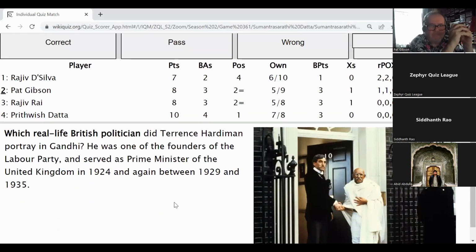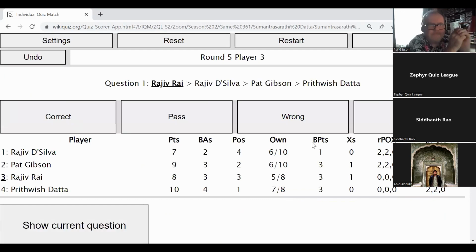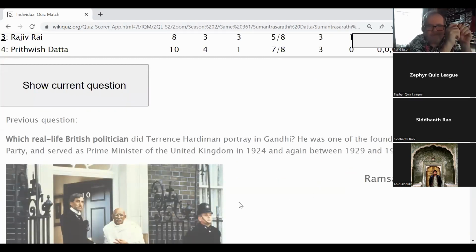That's the second. Which real life British politician did Terence Hardiman portray in Gandhi? He was one of the founders of the Labour Party and served as Prime Minister of the United Kingdom in 1924 and again between 1929 and 1935. MacDonald? Yes, Ramsay MacDonald is indeed correct. That's 2-1-2 for you as well.